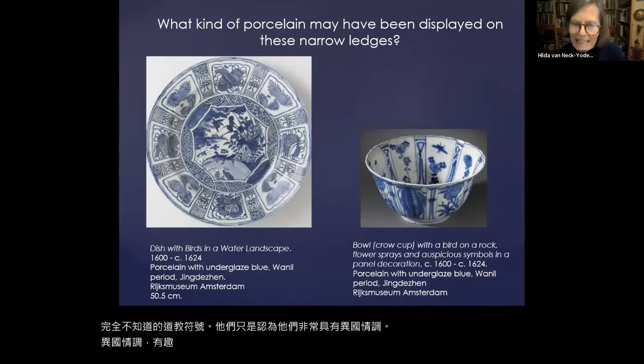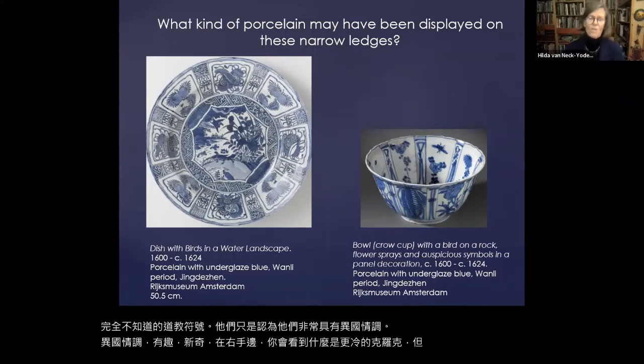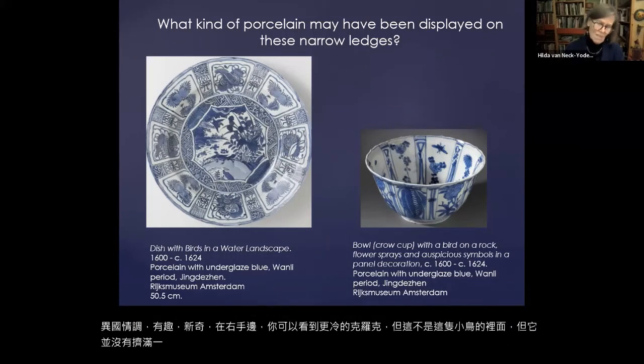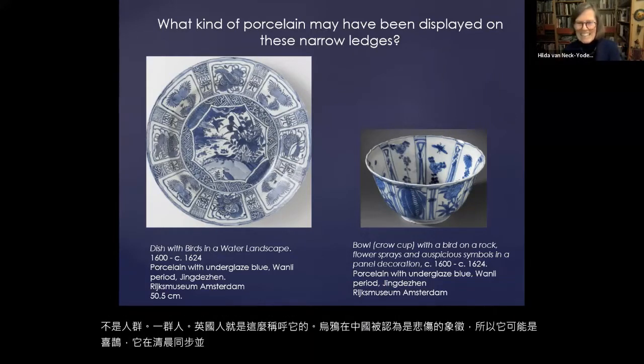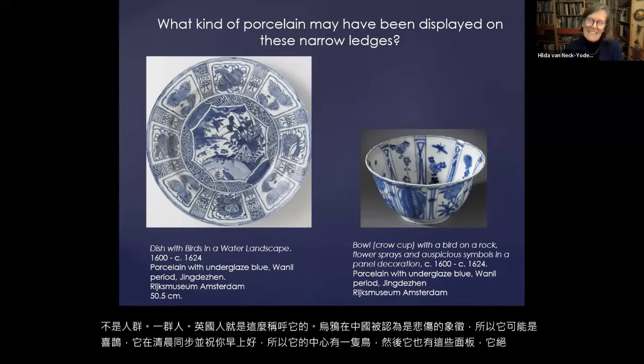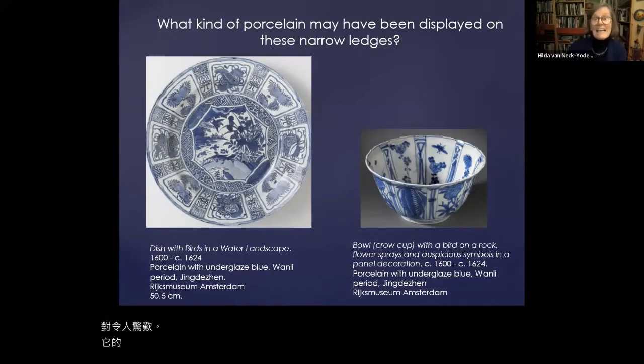And on the right-hand side, you see what is called a crow cup, with a little bird inside, but it's not a crow. That is what the English called it. But crows are a symbol of sadness in China, so it would probably have been a magpie, which sings early in the morning and wishes you a good morning. So it has a bird in the center, and it also has these panels, and it is absolutely stunning in its beauty, its elegance, its mystery. Next slide, please.